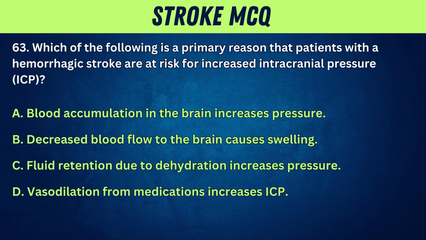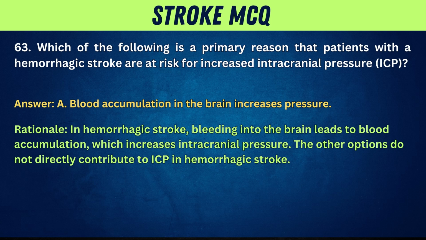63. Which of the following is a primary reason that patients with a hemorrhagic stroke are at risk for increased intracranial pressure, ICP? A. Blood accumulation in the brain increases pressure. B. Decreased blood flow to the brain causes swelling. C. Fluid retention due to dehydration increases pressure. D. Vasodilation from medications increases ICP. Answer: A. Blood accumulation in the brain increases pressure.